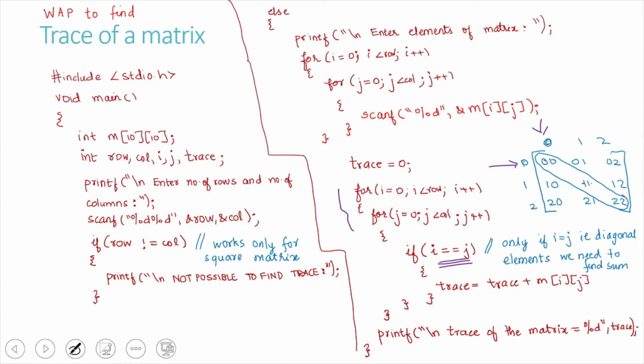So ensure that i and j are equal, and when you reach that condition, you could add the element to a variable called trace, and trace has been set equal to 0. So it is just going to act as a sum, and you could add each element when i is equal to j. And once it is done, we have calculated the trace, and when this is over, the trace can be printed.